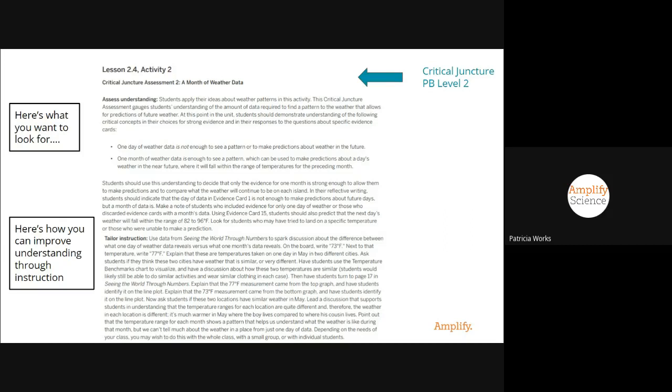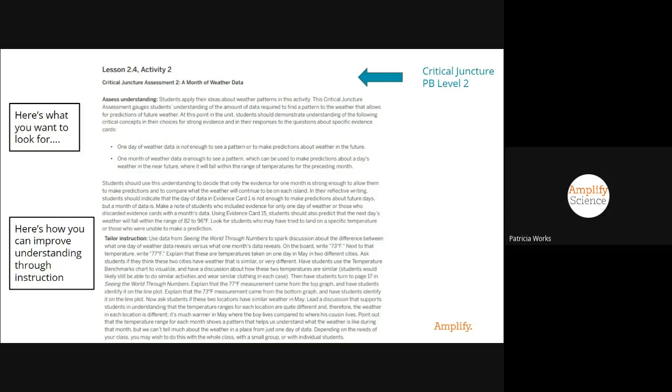Observations are made during student-to-student discussion here. We want to hear students recognizing that one day of weather data is not enough to see a pattern or make predictions about weather in the future, and 1 month of weather data is enough to see a pattern, which can be used to make predictions about a day's weather in the near future, where it will fall within the range of temperatures for the preceding month. To tailor instruction, this assessment suggests using data from the book, Seeing the World Through Numbers, to spark discussion about the difference between what 1 day of weather data reveals versus what 1 month's data shows. Specific suggestions are given for data to compare here.